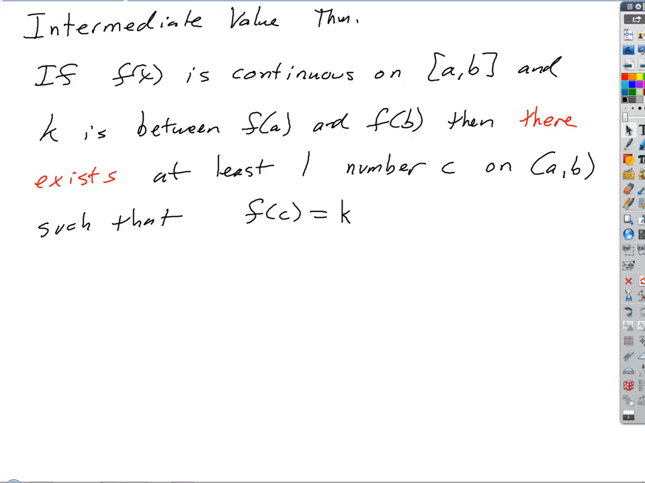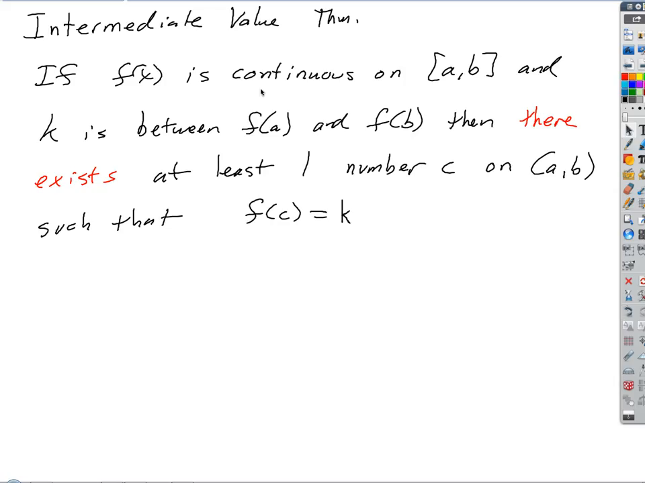Okay, so what this says, let's make sense of this piece by piece. Let's read through it once and then we'll take it piece by piece. I don't know if I wrote this in the exact language of the book, but same idea. If f of x is continuous on the closed interval, meaning it includes the endpoints, from A to B, and K is between f of A and f of B, then there exists at least one number C on the open interval from A to B such that f of C equals K.